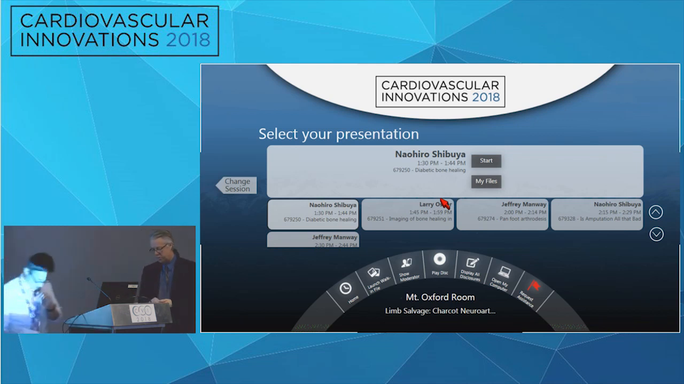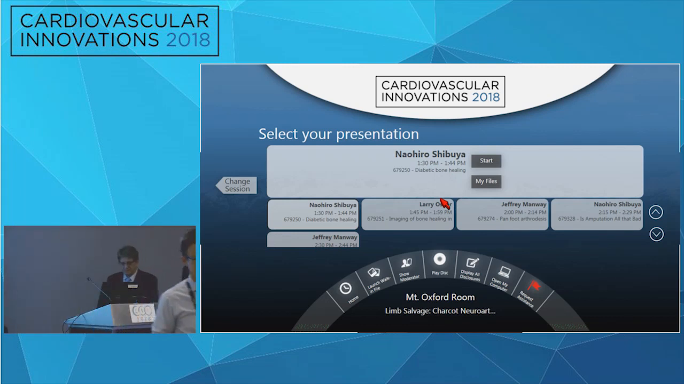Now we're going to have Dr. Ulcer come up, and he's going to complement the last lecture. He's going to go over the radiographic findings with diabetic bone healing and Charcot.